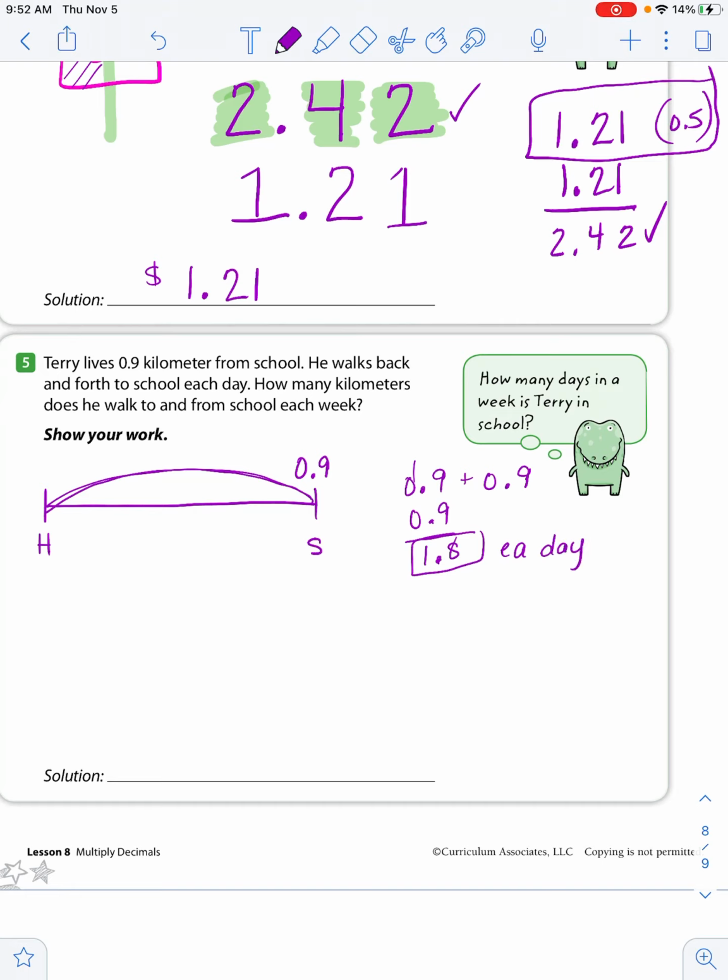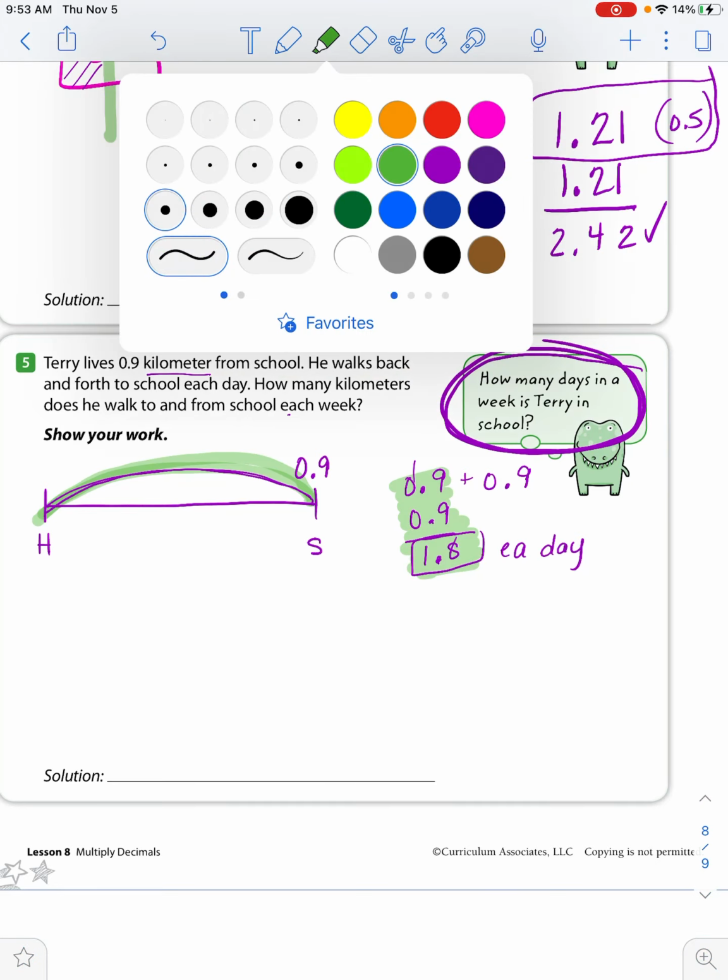Okay, just something to know that each day he would walk 1.8 kilometers. I'm sorry, I was saying miles. How many kilometers does he walk to and from school each week? Oh, thank goodness I figured out how much he walks in one day. Now, how many days in a week is Terry in school? Not 7. You're not in school 7 days. I bet he isn't either. But in one day, he goes 0.9 to school and 0.9 home. So when you add those up in one day, he goes 1.8 kilometers.